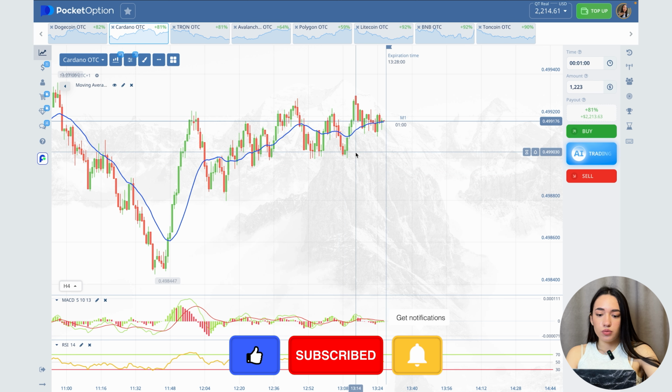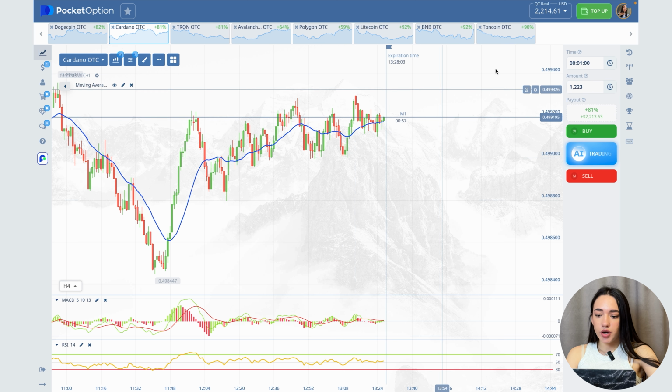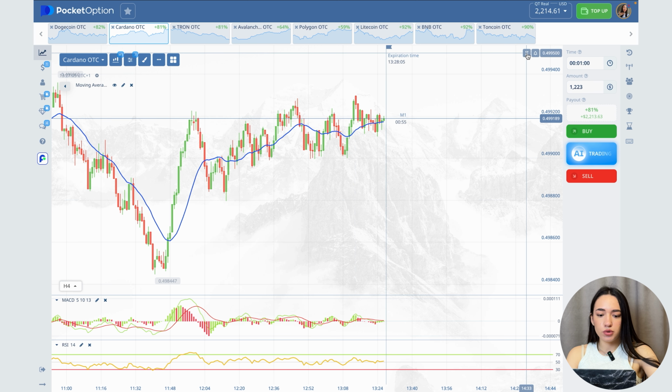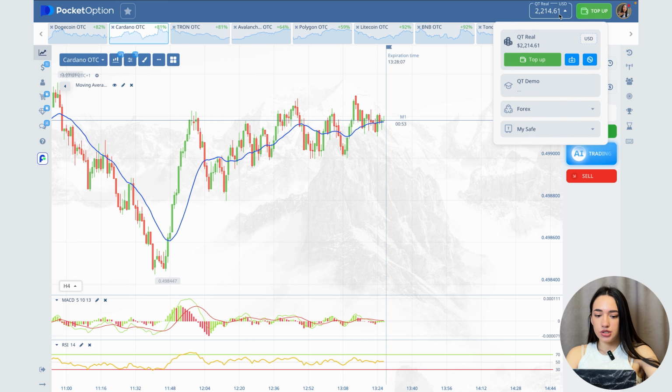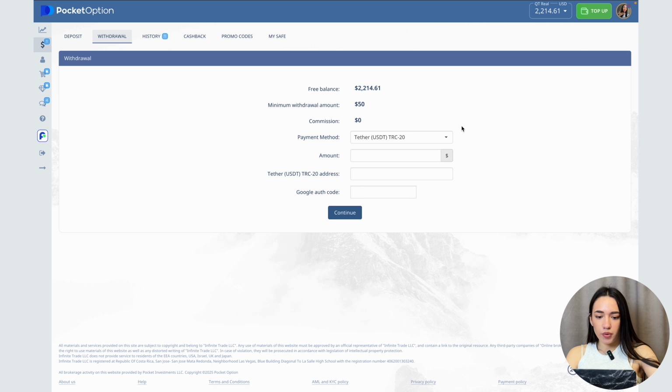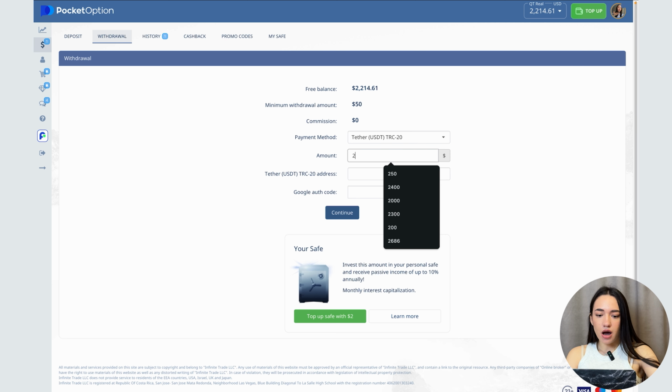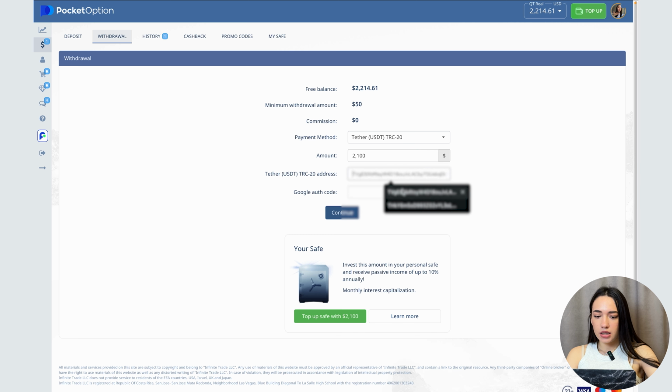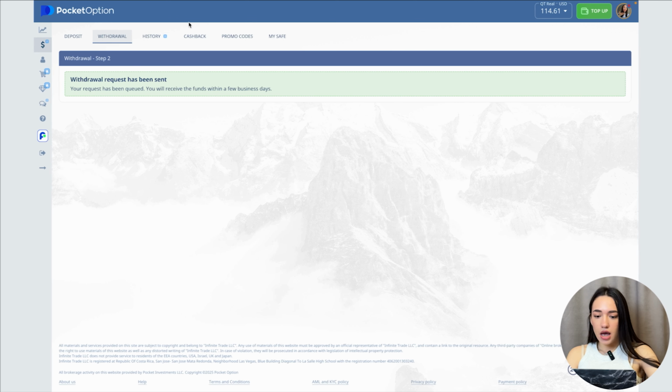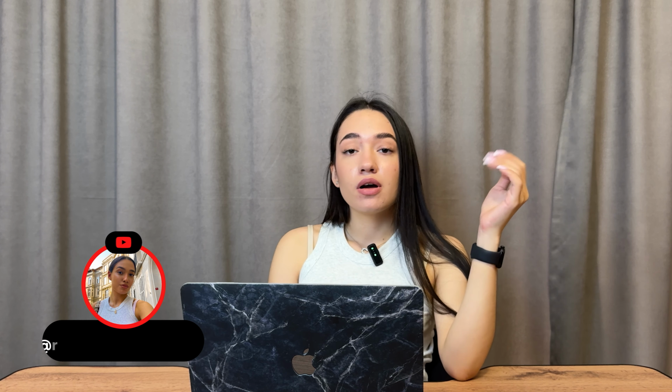So now for the final part of today's trading, let's go to the withdrawal tab and let's do that. Let's withdraw the profit. So withdrawing around $2,100. Okay, click here. And the withdrawal is successful, guys. Just amazing result. Well, guys, that was my trade using MACD and RSI. Calm, confident, and profitable. So the key is discipline and sticking to the strategy.